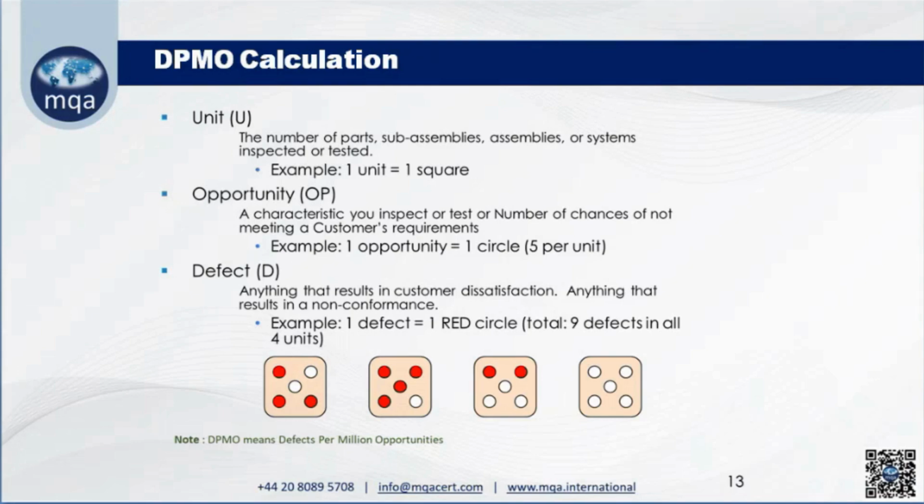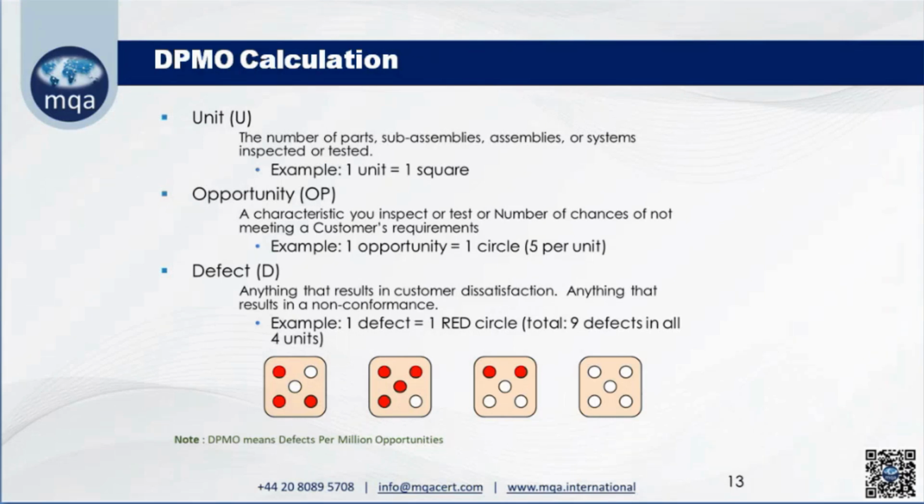So in total, in all 4 units, there were 5 plus 5 plus 5 plus 5, 20 possible defects, right? 5 in the first square, 5 in the second, third, fourth. So a total of 20 possible defects, out of which 9 were actually defective, right? So 9 by 20, that is the defects we got.